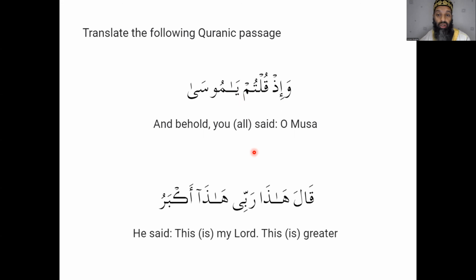And the last one, qala, he said. So remember these, qala comes so many places. Qala, he said. Hadha, this is, Rabbi, Lord, and the ya is my. So my Lord. Hadha, this is, akbar, greater. Right, so we did this last week. Just a matter of recapping.